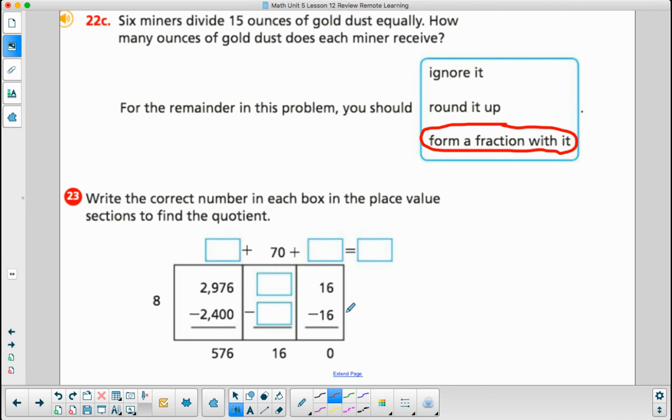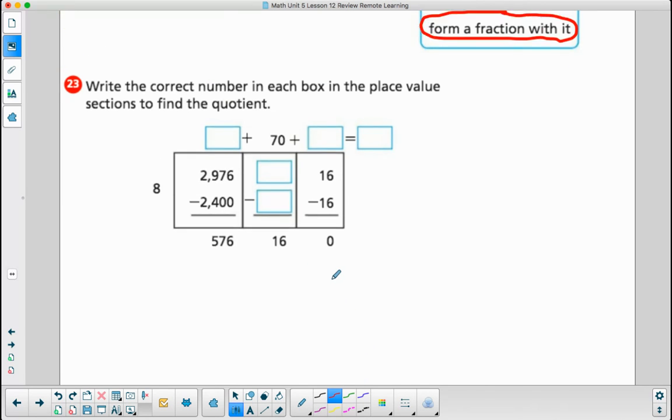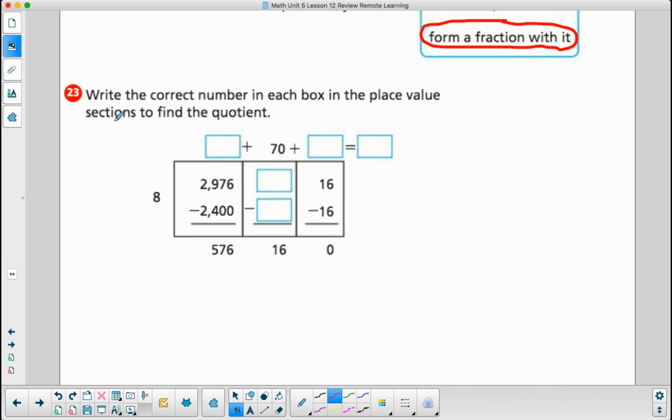Okay, number 23. Write the correct number in each box in the place value section to find the quotient. Place value sections are really not a method that I'm comfortable with. So I'm just going to make sense of the problem. It starts here, I'm missing this part. Well, what do I have?